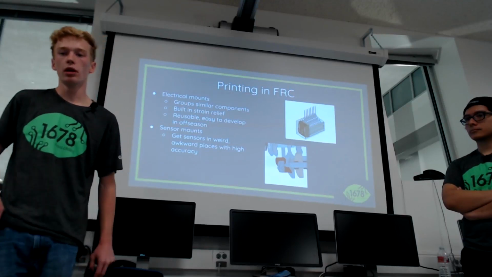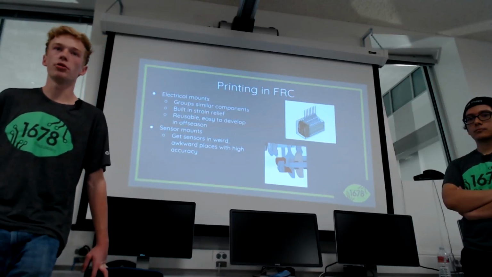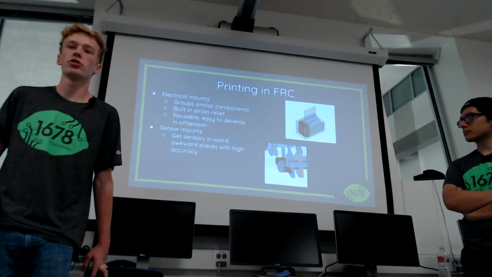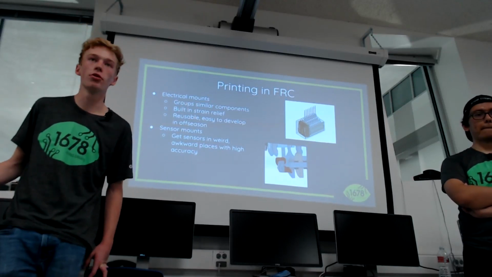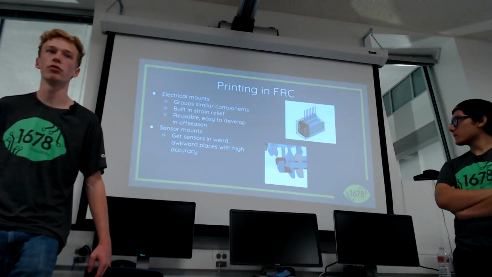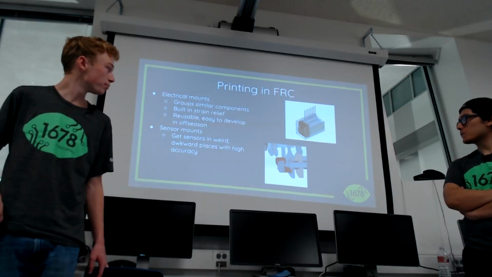and they can just throw it on the robot. Electrical mounts are a great thing to develop during the off season, in my opinion, because you're not constrained by time. You can take the time to add all these fancy features, and you pretty much know what electronics are going to go on your robot from the season before. So it's a great time to do it.